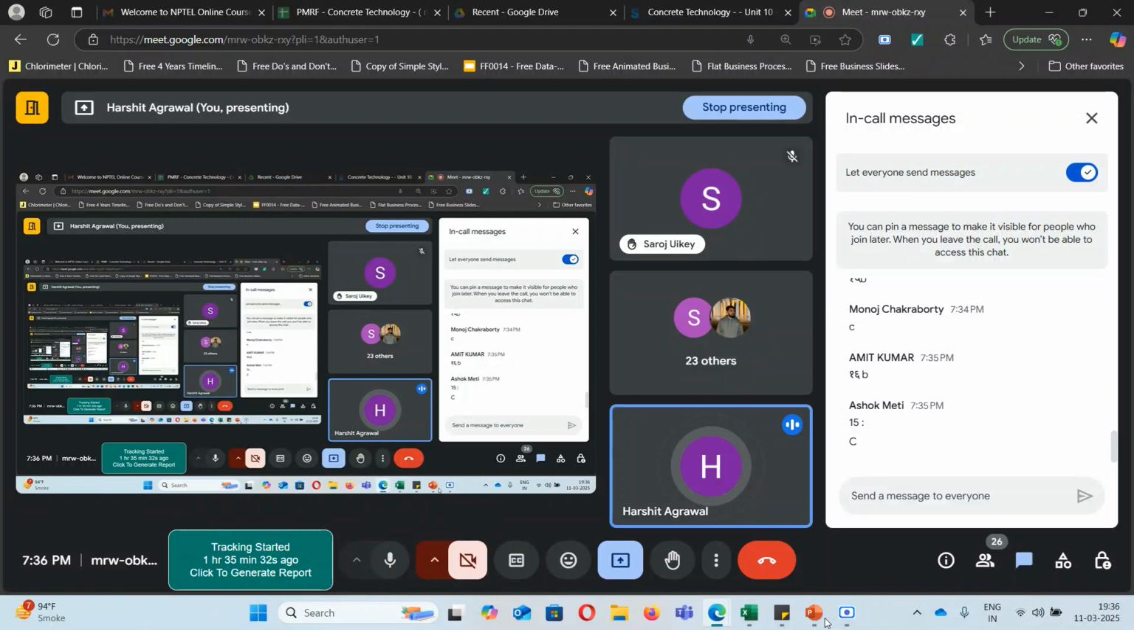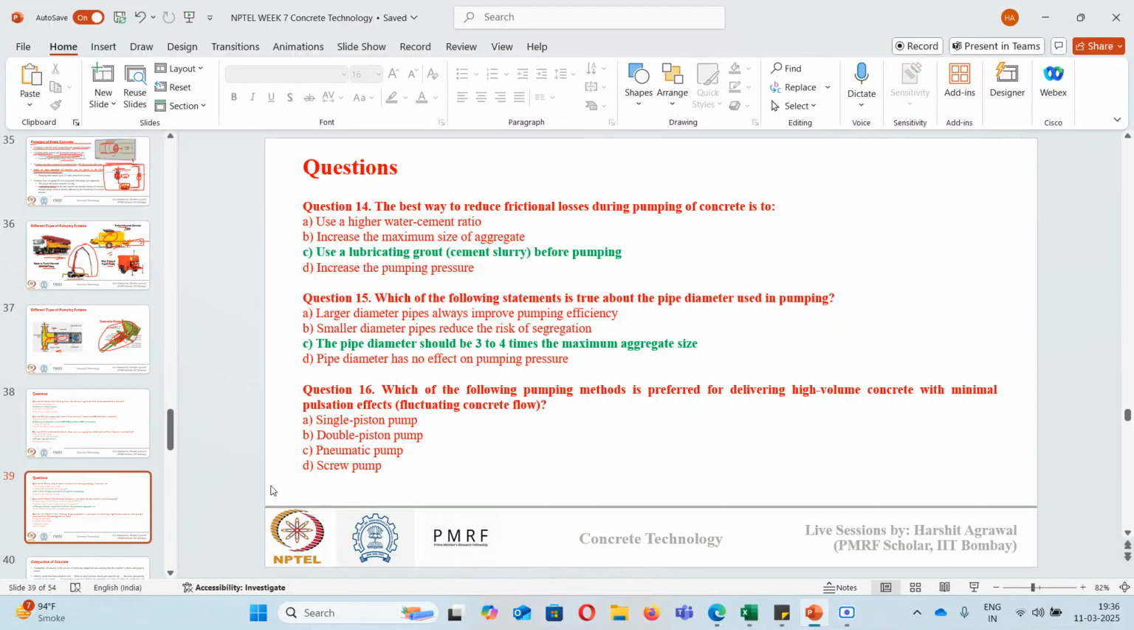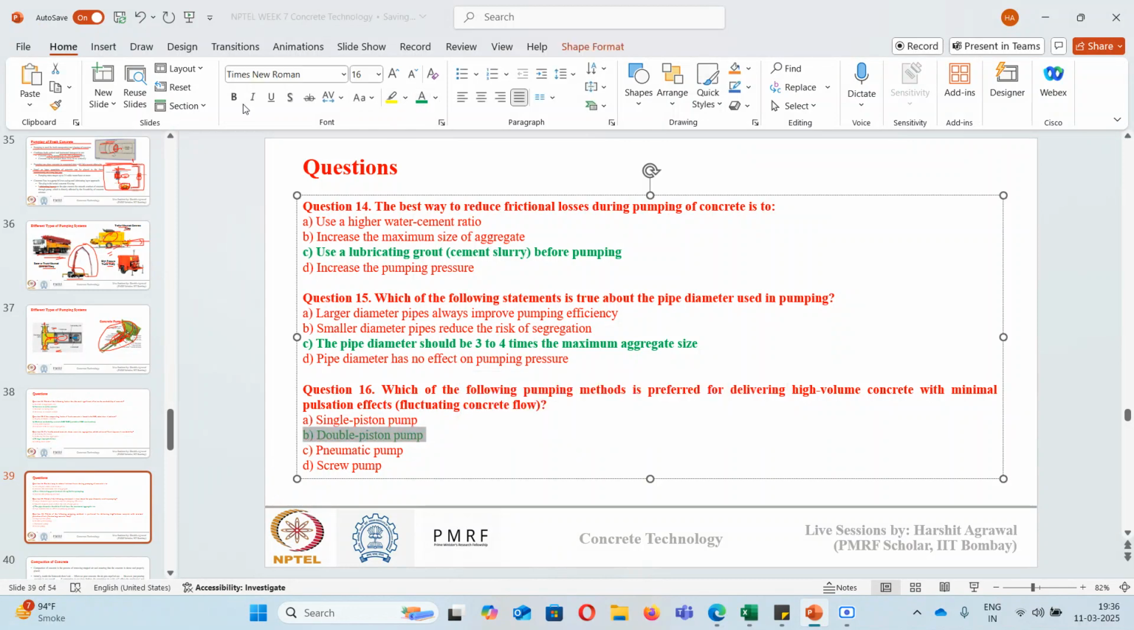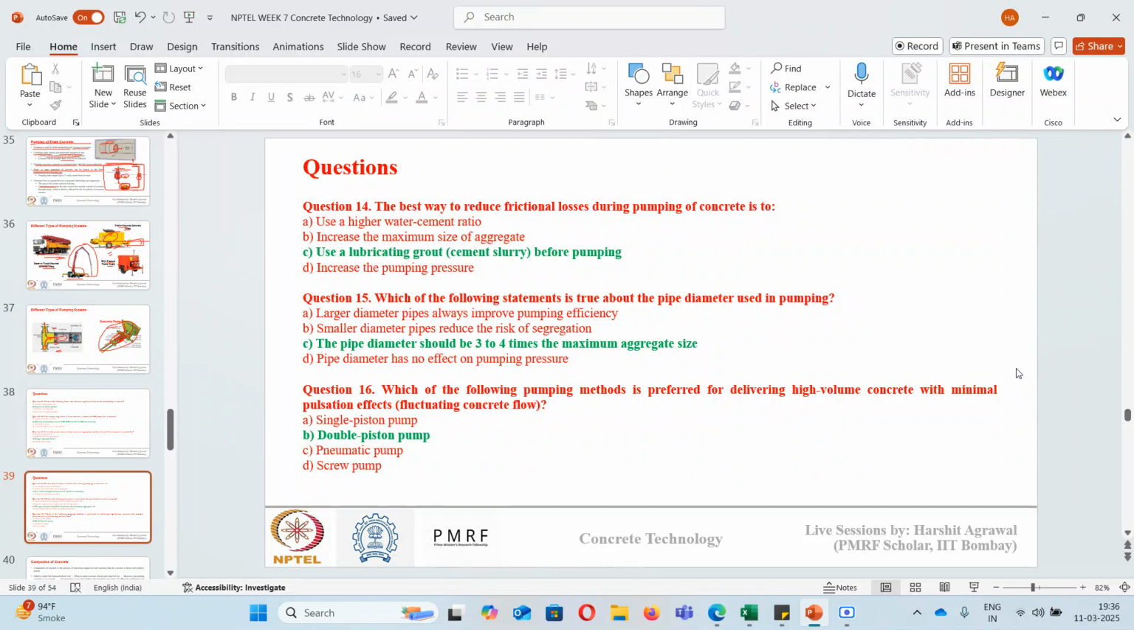For 16, can anyone answer? What will be the correct answer? Double piston pump. Okay, so the correct answer is double piston pump. Why? Because when we are using a single piston pump, the pump will suck the concrete in and then it will discharge. So there will be a gap in between, which will create a pulsation effect. However, in the double piston pump, there is a continuous and steady flow, which reduces pulsation, and an efficient high volume delivery can happen.